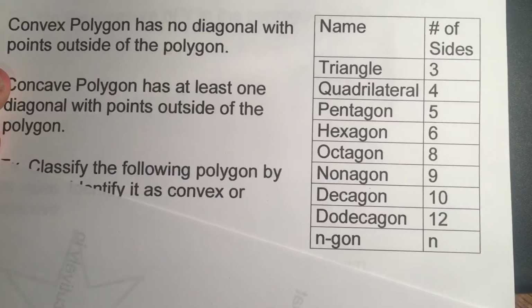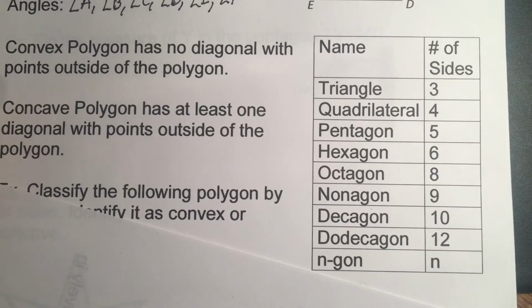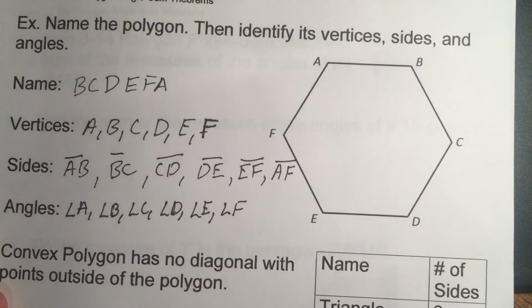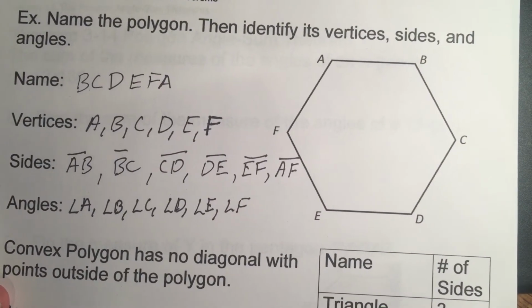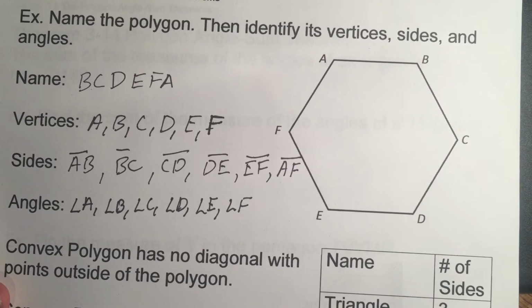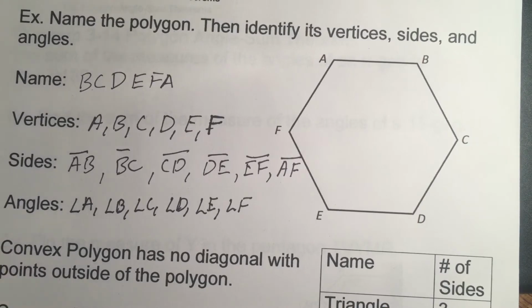Now, the second part of it is we're going to name it by how many sides it has. So like this top one here, it has 6 sides, it's convex. So we would call it a convex hexagon. And that's its classification. So don't get that mixed up with naming.